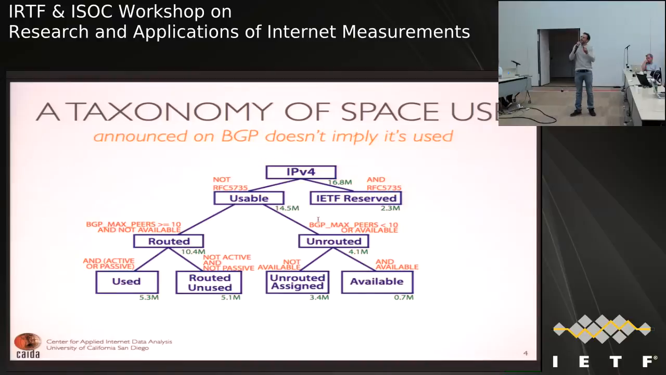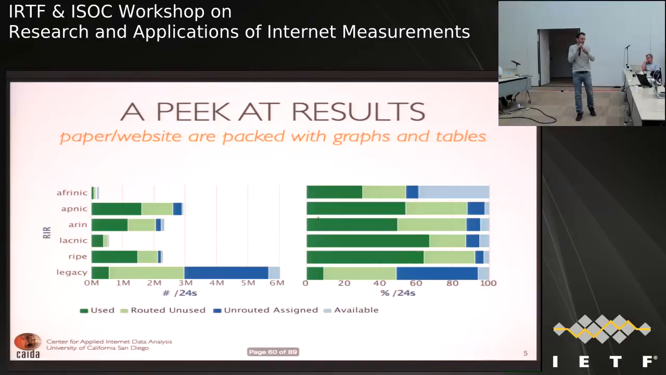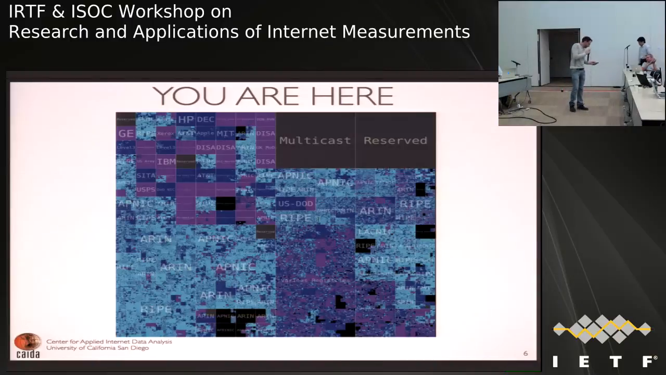So the paper, and there is also a website on the link, is packed with that analysis from different points of view: geographic, BGP, administrative domains, RIRs, and so on. So I invite you to go on the website and check the visualization. And yeah, this is an ongoing project.